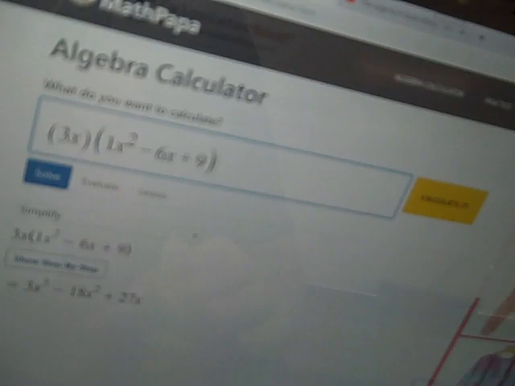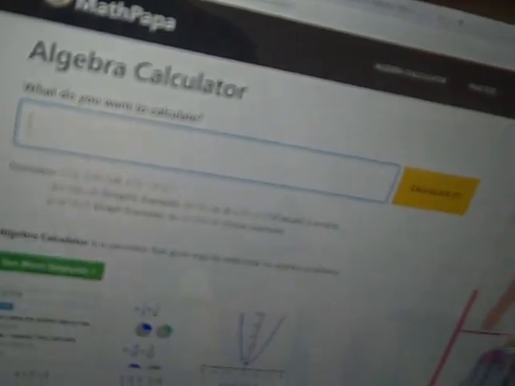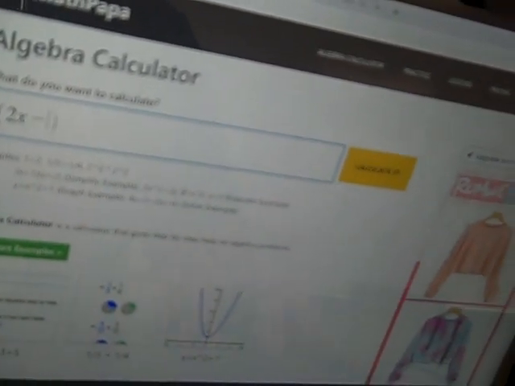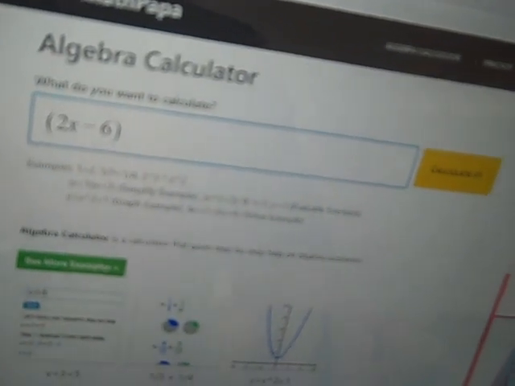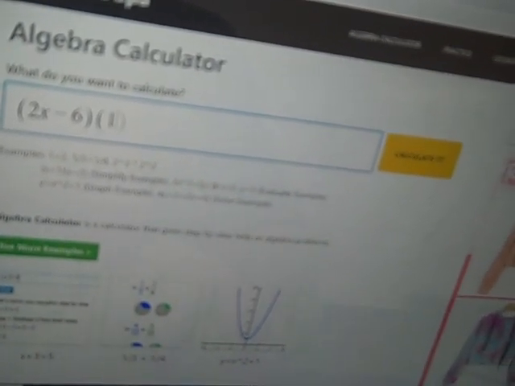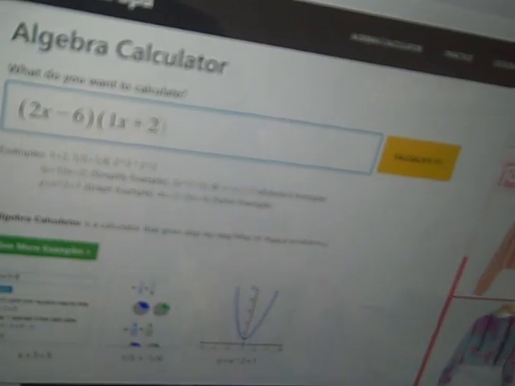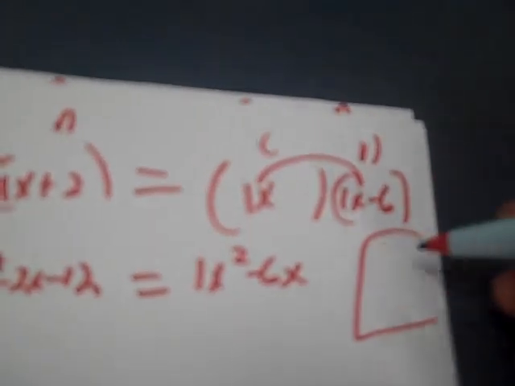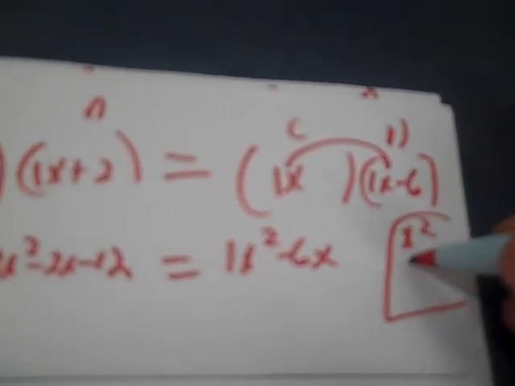But we'll use this. What am I doing? I'm on the wrong calculator. Okay. 2x minus 6. Then 1x plus 2. Okay, 2x squared minus 2x minus 12. Okay, and the other side it's 1x to the second minus 6x. So I have x to the second powers and I've got x's.